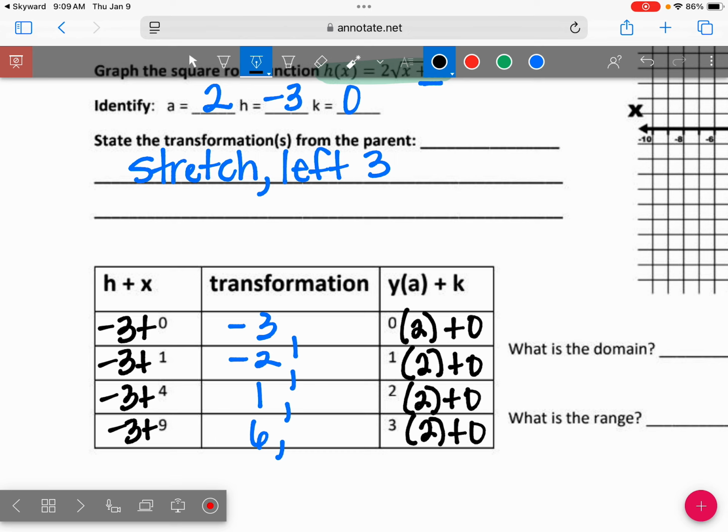So you got 0 times 2 plus 0, 1 times 2 plus 0, 2 times 2 plus 0, 3 times 2 plus 0. And of course, you know you don't have to add the 0, right? We're really just multiplying them by 2 because adding 0 does not change it.